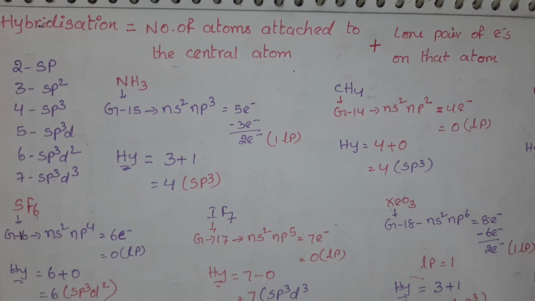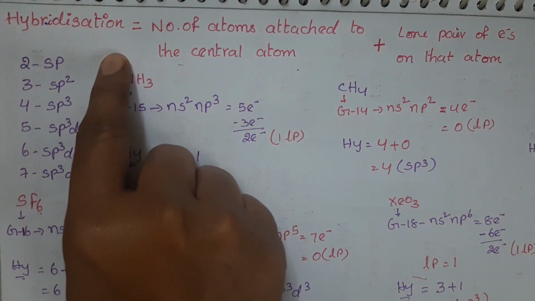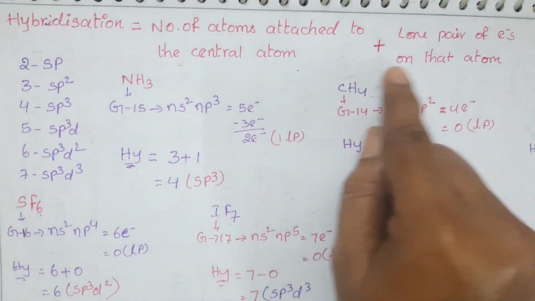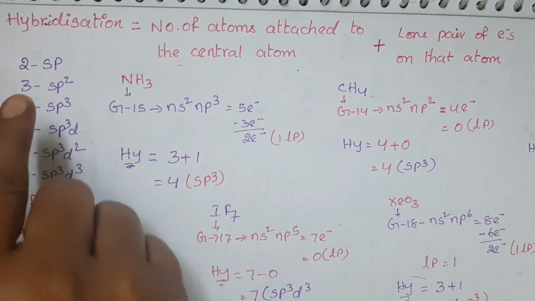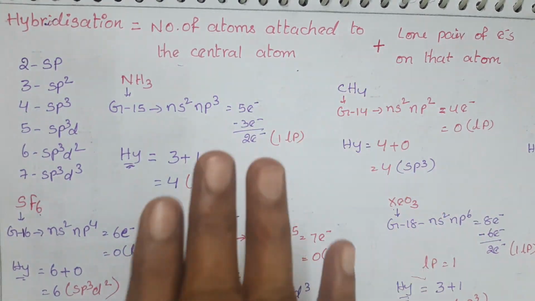Different books contain different formulas, but I think this is one of the best tricks to find the hybridization. Now let us see just a recap of this class. The hybridization formula is the number of atoms attached to the central atom plus the lone pairs of electrons on that atom. By knowing these two only we can calculate the hybridization.